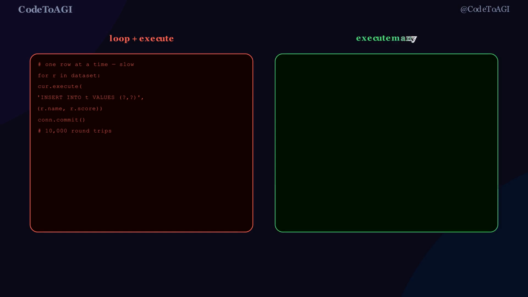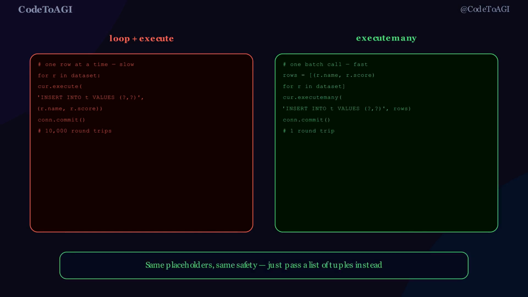Inserting rows one at a time in a loop is slow. Each insert is its own trip to the database. executemany sends every row in a single round trip. Same syntax, just pass a list of tuples instead. Thousands of rows load in a fraction of the time. Always reach for executemany on bulk data.